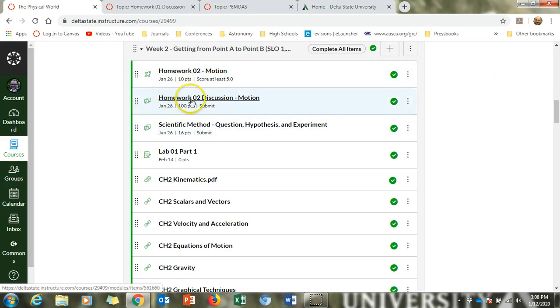Again, there's a discussion on the problems. There's a discussion question that you're going to go through. You're going to form a hypothesis and a question, a hypothesis, and an experiment. And now we have our first lab part.